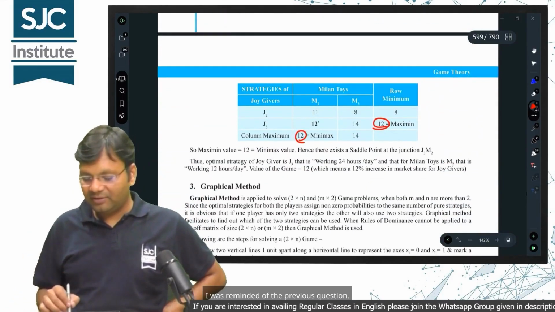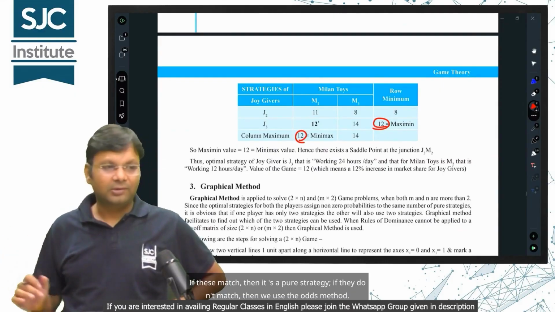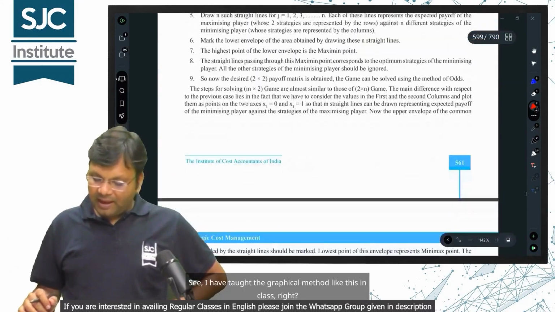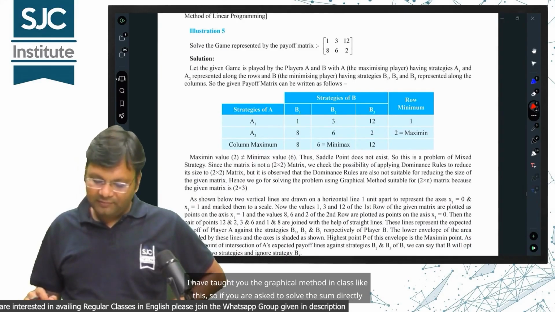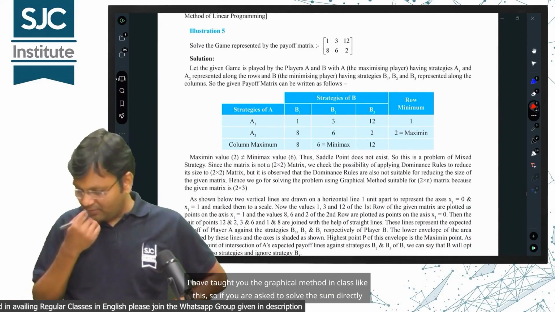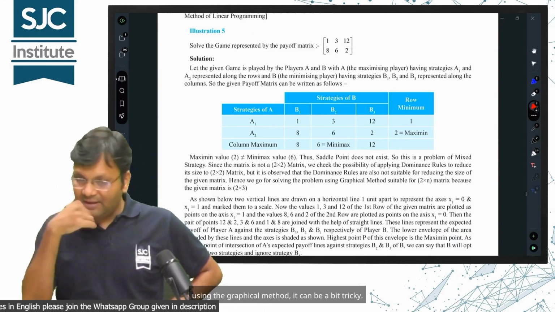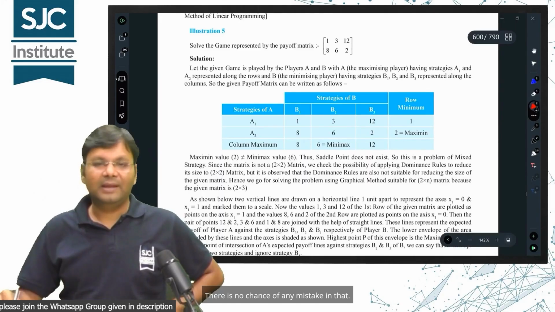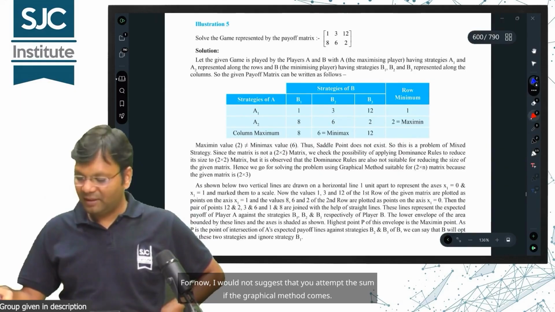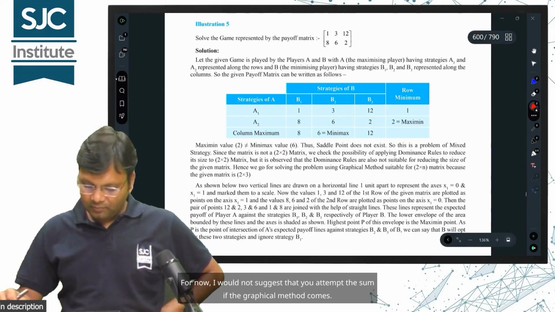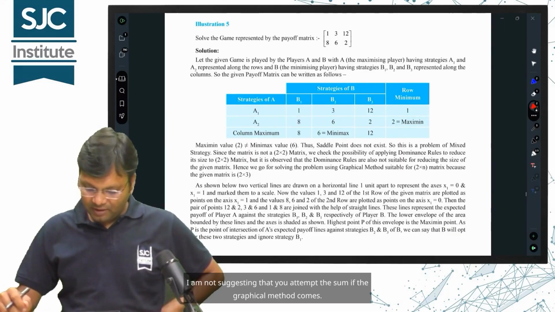I was reminded of the previous question. If these match, then it's a pure strategy. If they don't match, then we use the odds method. Is it done? See, I have taught the graphical method like this in class, right? I have taught you the graphical method in class like this. So if you are asked to solve the sum directly using the graphical method, it can be a bit tricky. There is no chance of any mistake in that. For now, I would not suggest that you attempt the sum if the graphical method comes.